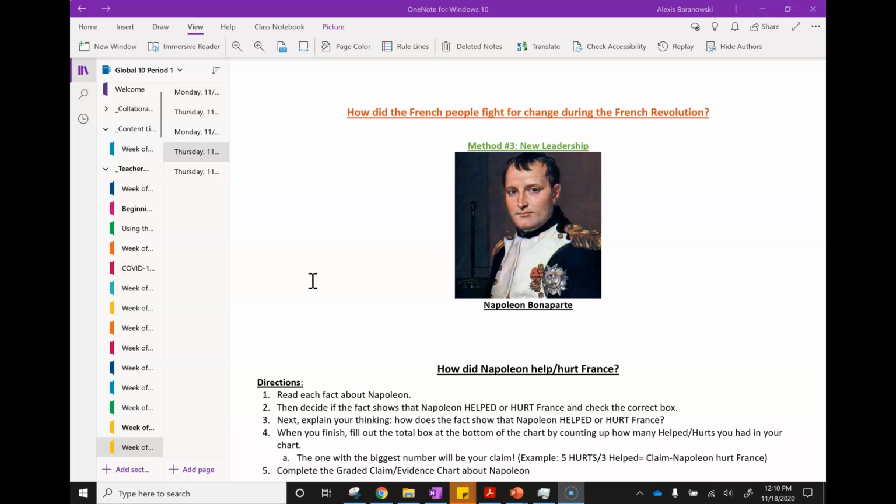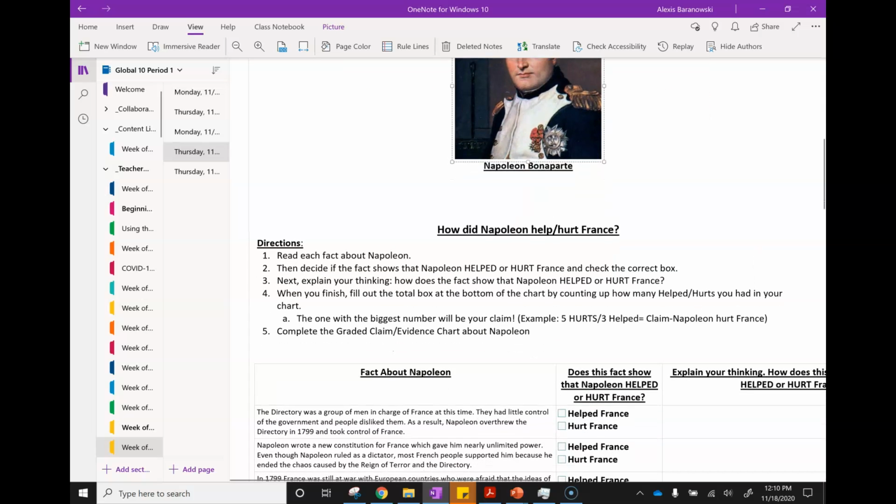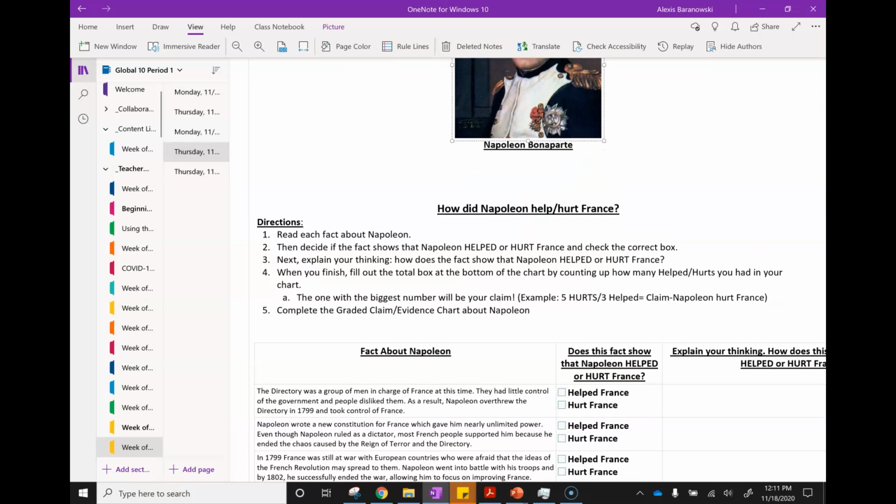He is going to overthrow the French government in 1799 and rule France for a while. We're going to have you guys do an investigation today into Napoleon to try to answer this question. How did Napoleon help and hurt France? So the directions. 1. Read each fact about Napoleon that are shown there in the chart. 2. Then decide if the fact shows that Napoleon helped or hurt France and check the correct box. Number 3. Next, explain your thinking. How does the fact show that Napoleon helped or hurt France?